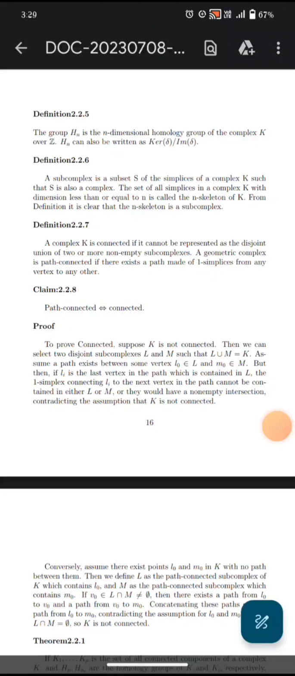Next we are going to see one definition. The n skeleton is the set of all simplices in a complex K with dimension less than or equal to n.